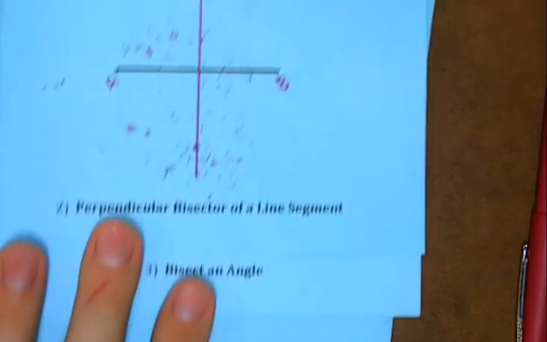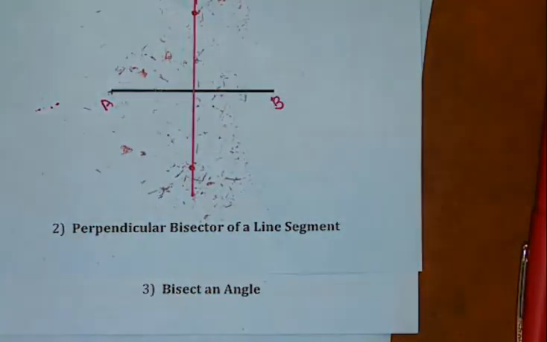Okay. Does it look like that's 90 degrees? Does it look like I split that line in half? That was our goal, right? Split it in half and make a 90-degree angle. Are we ready to move on to the next one? No? Okay.